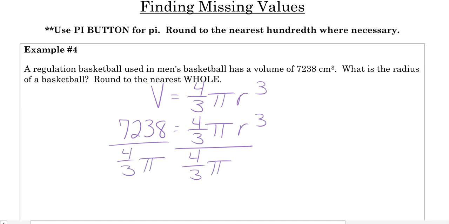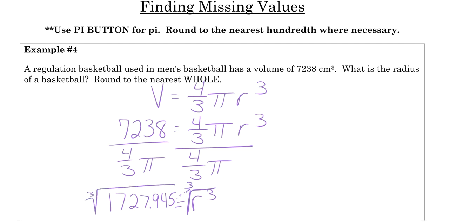So in your calculator, I might type 7,238 divided by parenthesis 4 divided by 3, close parenthesis, pi. And we get the answer for our radius cubed. Radius cubed equals 1,727.94521, and so on. So without clearing my calculator, I'm going to take the cube root.